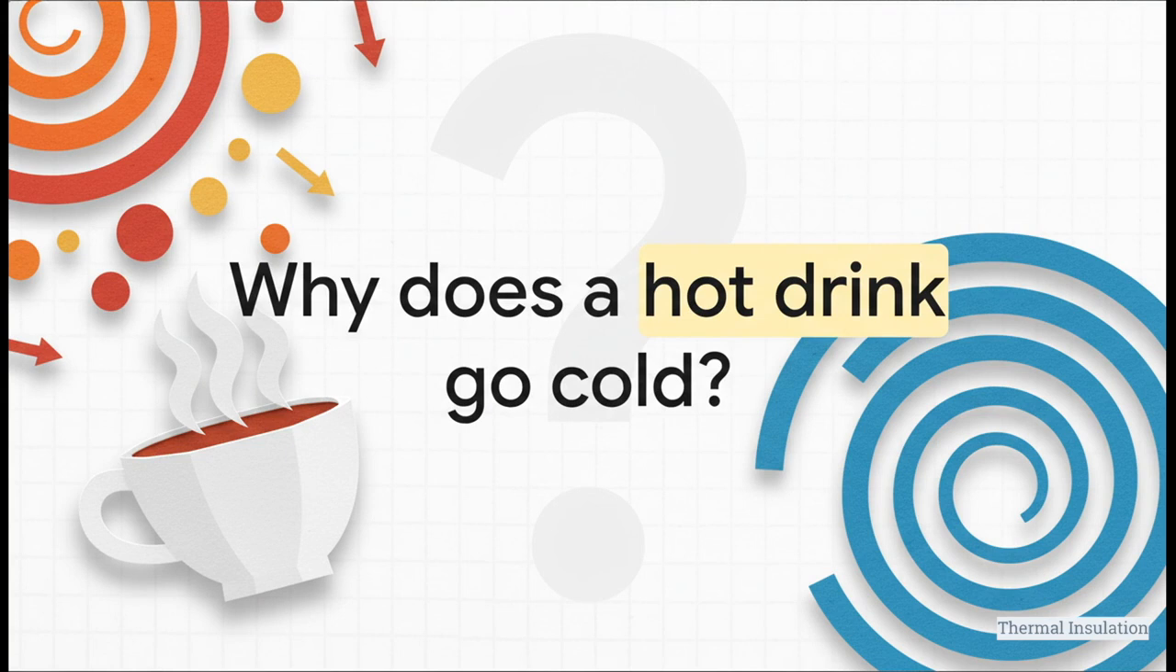You see, the universe loves balance. That means heat always flows from a hotter object, like your cup of tea, to the cooler surroundings. And this just keeps happening until everything's at the same temperature. So in this experiment, our entire goal is to find the very best way to slow that process right down.